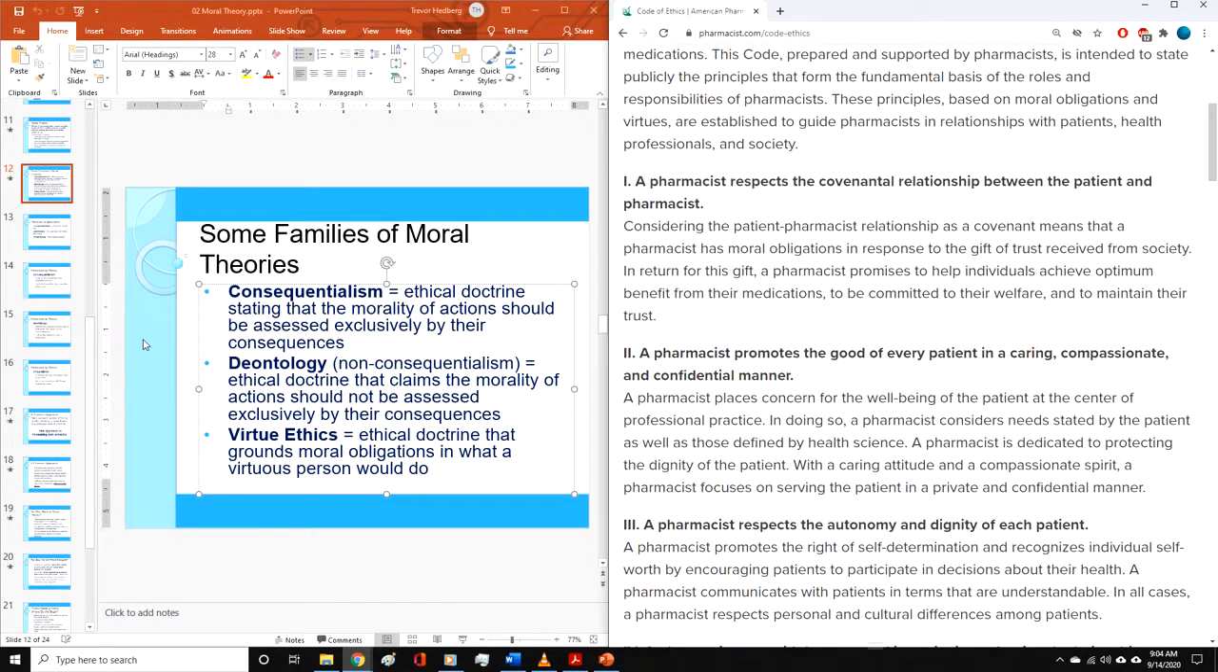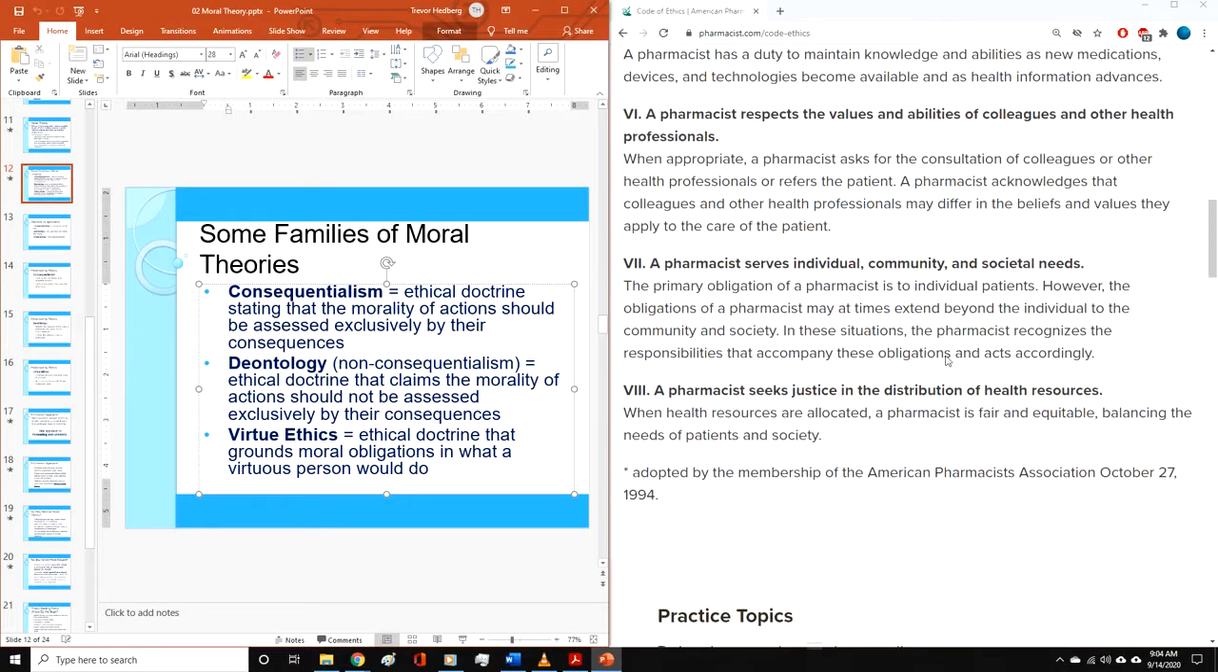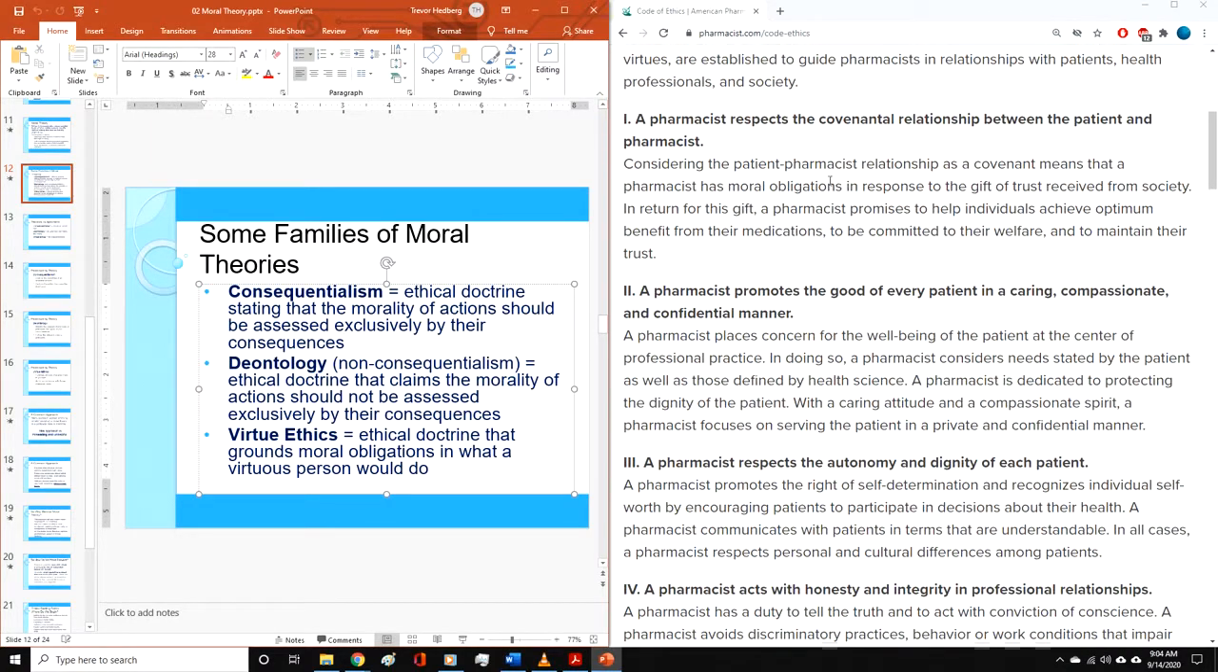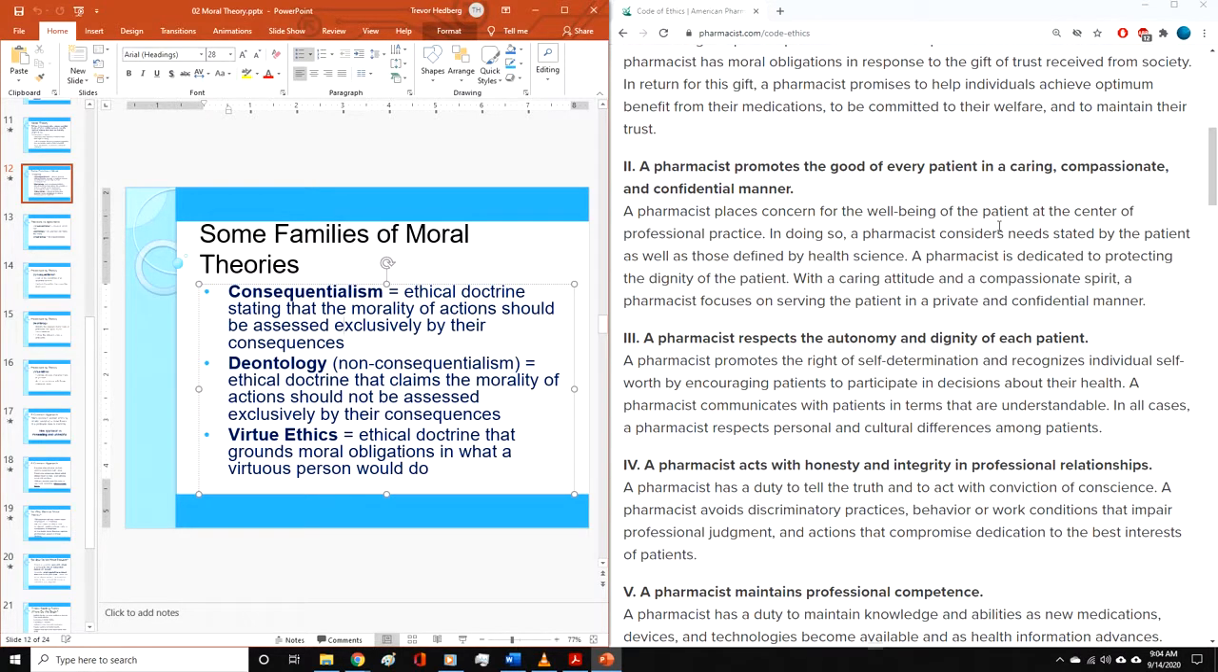So, if you were worried about our moral theorizing just being too abstract to have any practical application, here you go. The APhA is putting all three of these traditions to use in their formulation of these various principles.